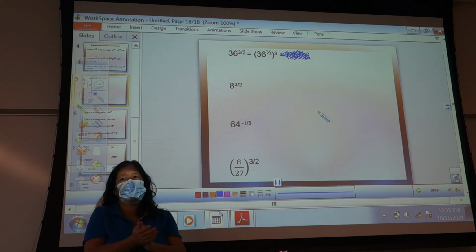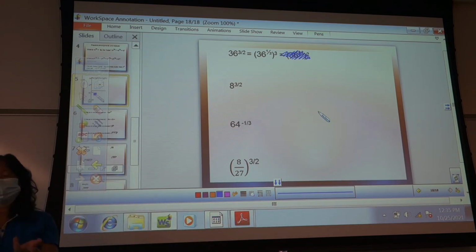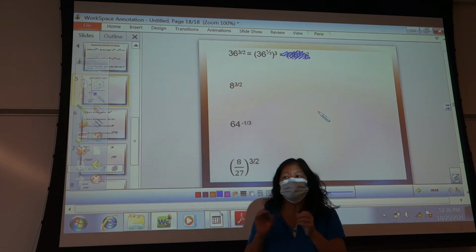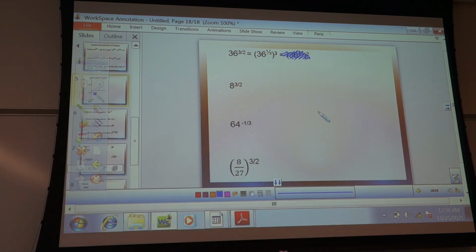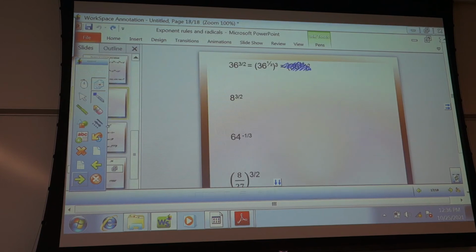It's 36 to the 1/2 power. What multiplied by itself gives you 36? 36 times 36 is not 36. What multiplied by itself gives me 36? 6. So remember, 36 to the 1/2 power is the same thing as the square root of 36.